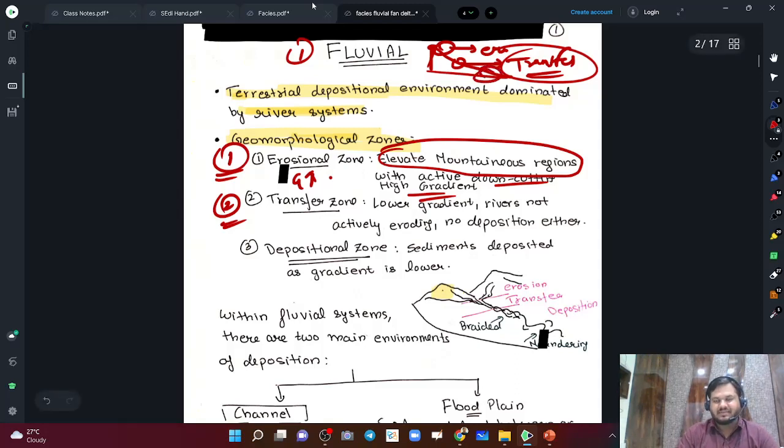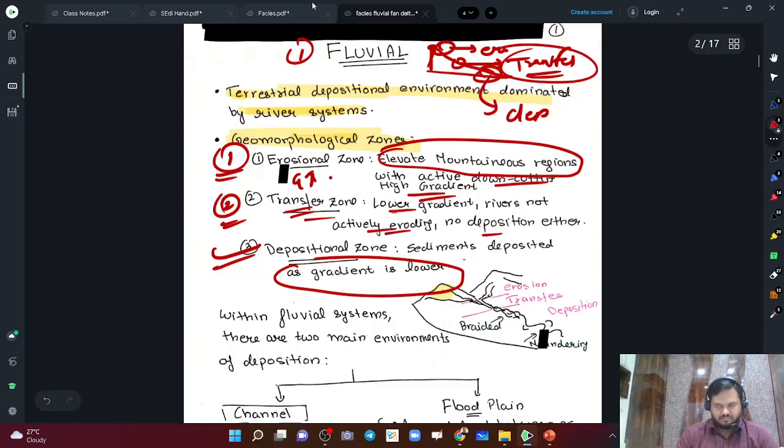And in the last, like the delta area, mostly deposition happened. So third one is deposition zone, right? In the deposition zone the gradient is low. In transfer zone, the gradient is lowish, but the river has high energy enough to carry the sediment along with them, right?